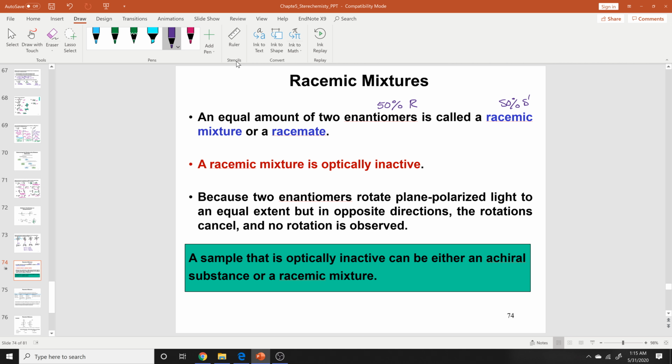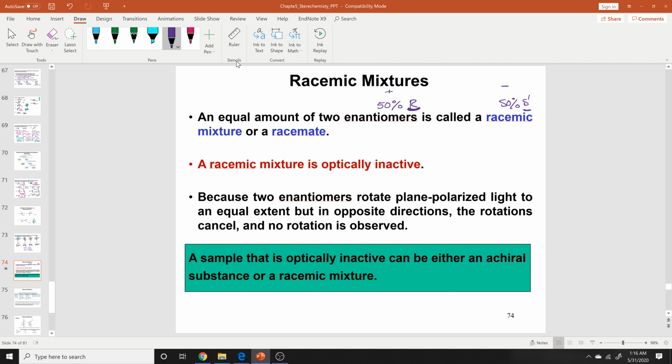A racemic mixture is optically inactive. Why is that? Because one enantiomer is going to rotate the plane of polarized light to the right, and the other one is going to rotate the plane of polarized light to the left. One of them is going to be dextro-rotatory, which is positive. The other one is going to be levo-rotatory, which is negative.